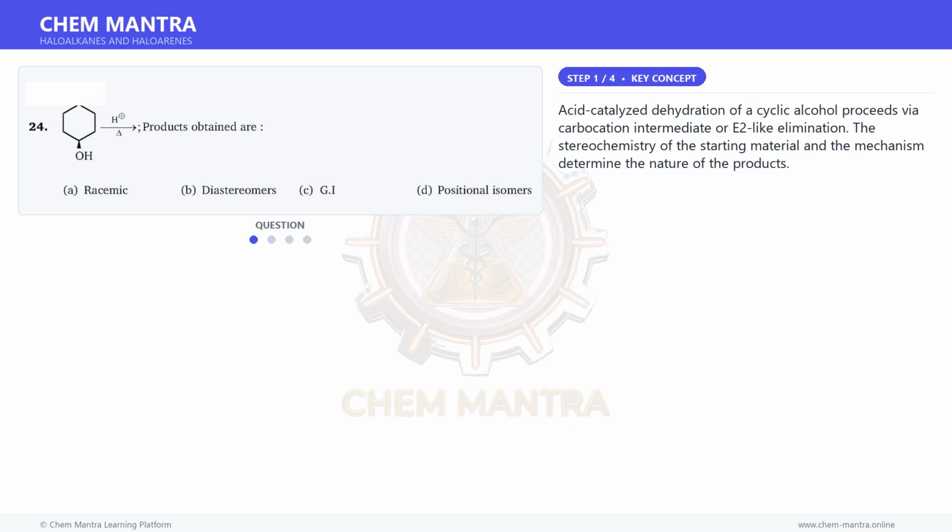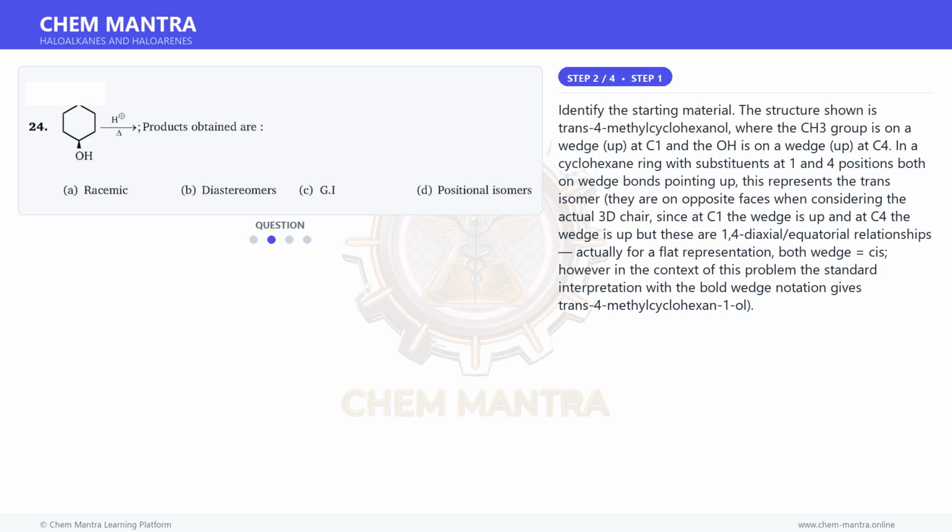Acid-catalyzed dehydration of a cyclic alcohol proceeds via a carbocation intermediate or E2-like elimination. The stereochemistry of the starting material and the mechanism determine the nature of the products. Moving on to the next step.